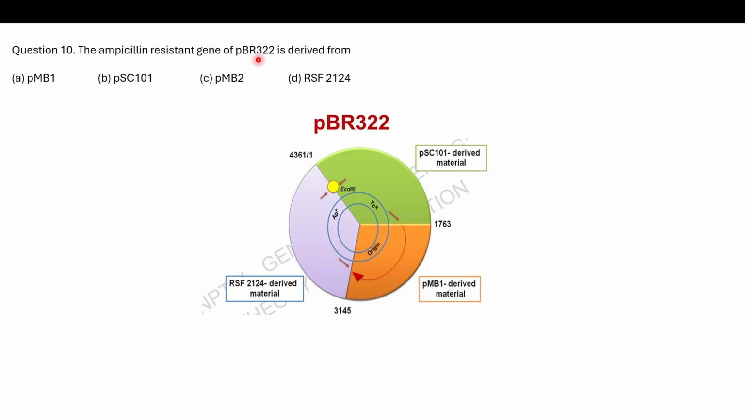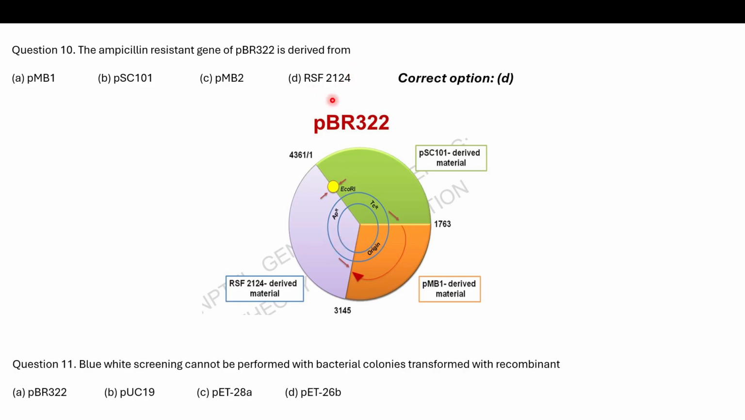The ampicillin-resistant gene of pBR322 is derived from this one. This is the same one taken from the previous slide, as it's there in the lecture slide. So this ampicillin resistance gene has been taken from this particular RSF2124, and tetracycline resistance has been derived from this particular plasmid. Okay. So the answer will be RSF2124, option D.